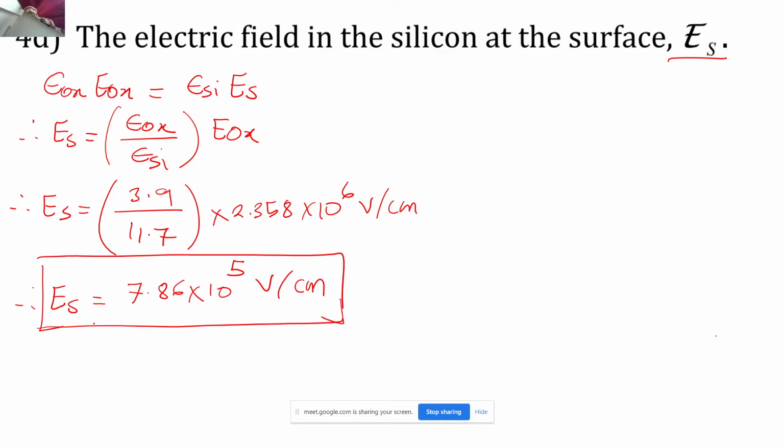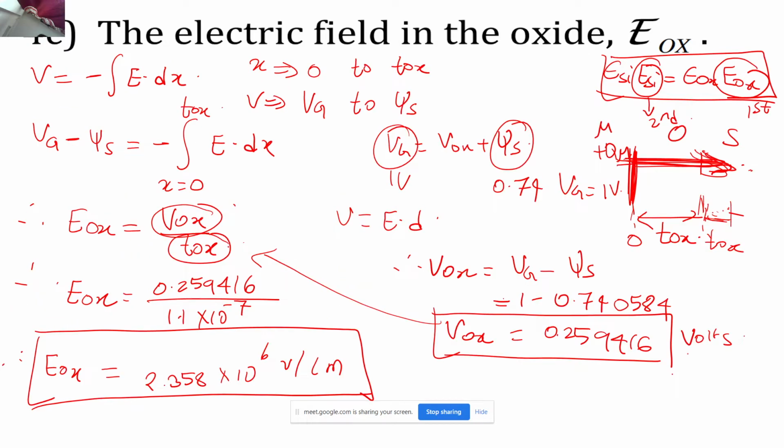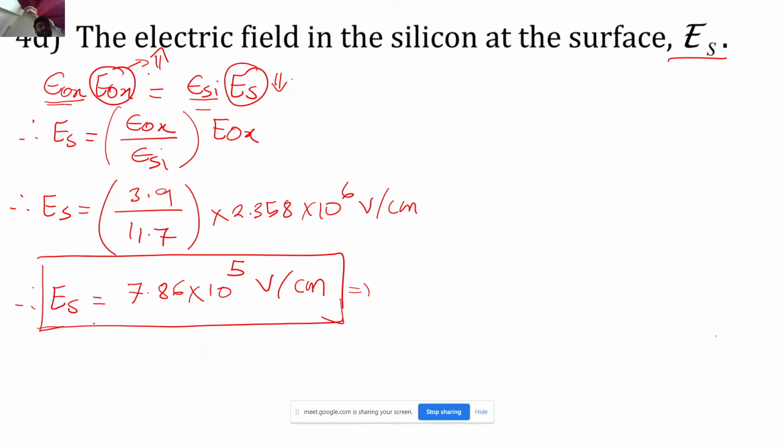Now I have again a sanity check. We always know that since the permittivity of the oxide is lower than that of silicon, the electric field in the oxide should always be higher compared to Es. So let's check: Es is 7.86 into 10 to the power 5 and Eox is 2.35 into 10 to the power 6. So Eox is higher than Es, satisfying the sanity check we already know. So it looks like our answer is correct.